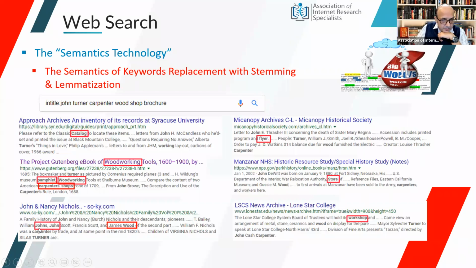Then you got John and John. So all that, I mean, you can just keep looking and you would keep finding words which are not exactly what you've inserted in the search box. So that is what I'm trying to explain, and I'm giving you an idea of what stemming and lemmatization does to your query.